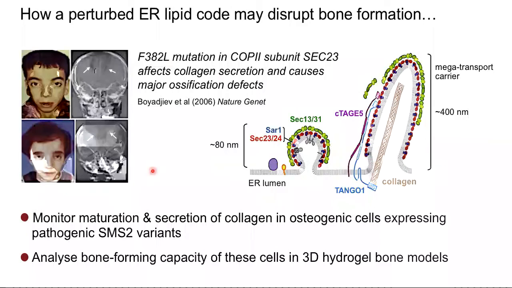And we therefore postulate that secretion of collagen may be particularly vulnerable to alterations in the ER lipid code invoked by pathogenic SMS2 variants. And this is why Tolu is currently setting out to investigate the maturation and secretion of collagen in osteogenic cells that express pathogenic SMS2 variants and analyze the bone forming capacity of these cells in 3D hydrogel bone models with our collaboration partners.